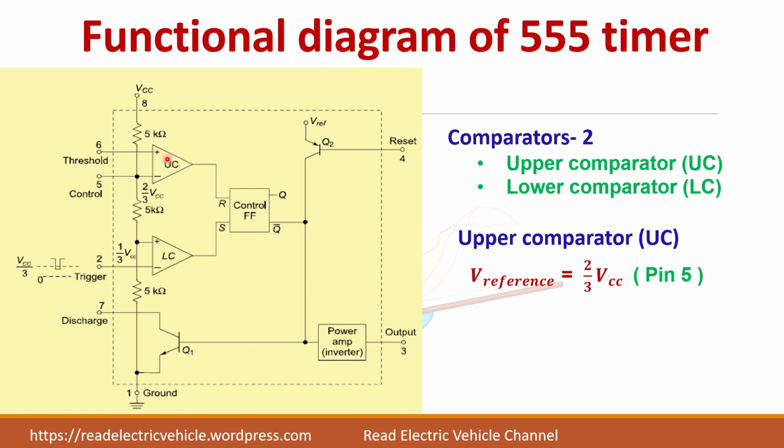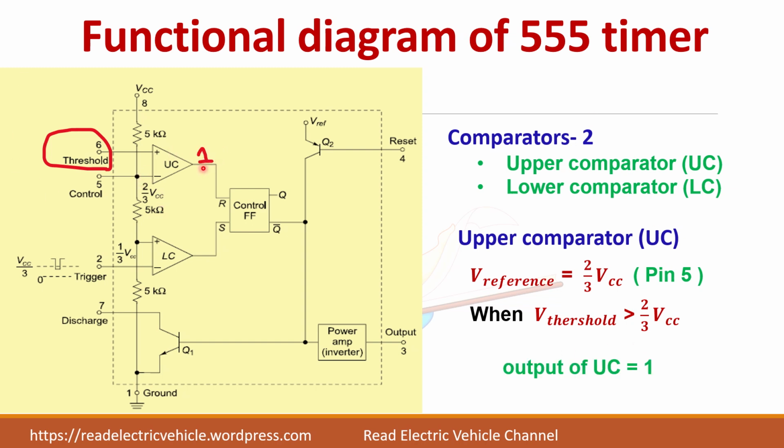The other pin, the plus pin, we have the threshold. So when this V threshold is greater than this reference value, this upper comparator will give you a high output. If this output is high, it means that the flip-flop R pin, that is the reset pin, will be high.